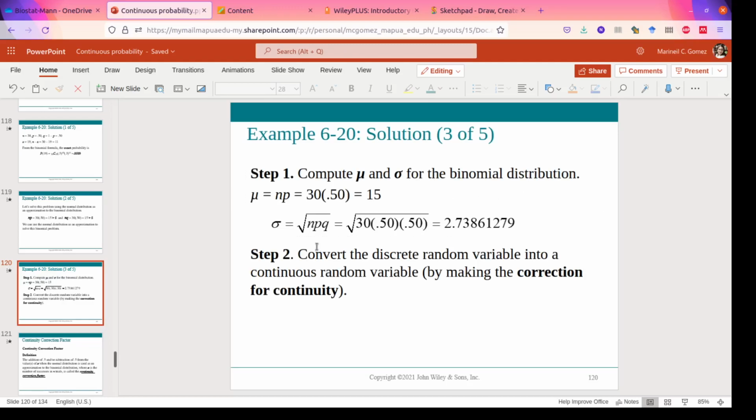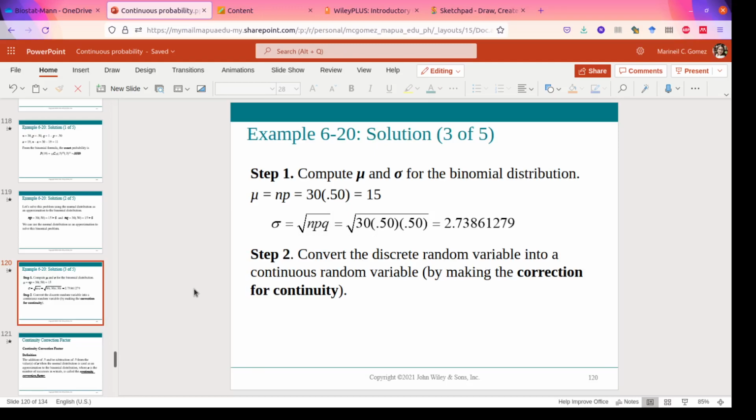The next step is to find the population mean and population standard deviation. We can get that by calculating the standard deviation sigma, which is the square root of NPQ. And our mean mu is equal to NP. So that's 15.